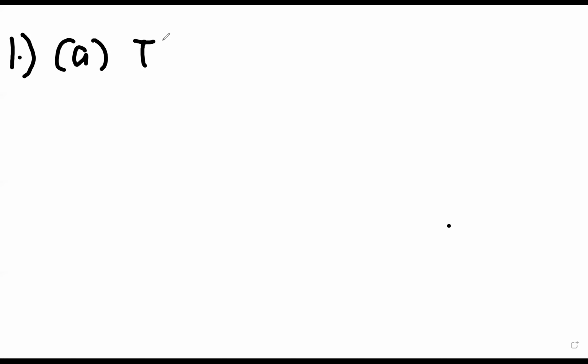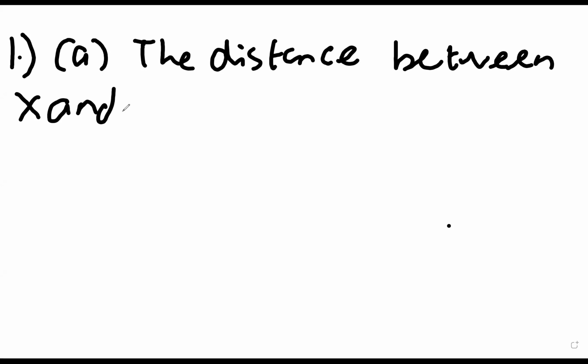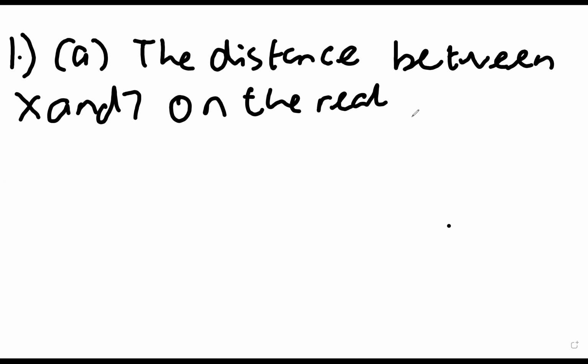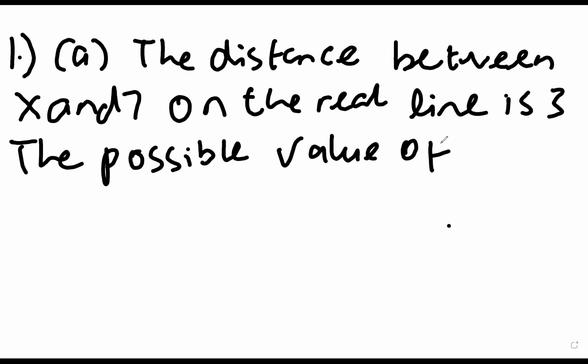So the distance between x and 7 here on the real line is 3. So the question is, what is the possible value of x? Okay.